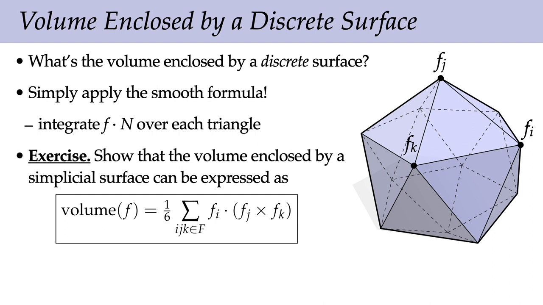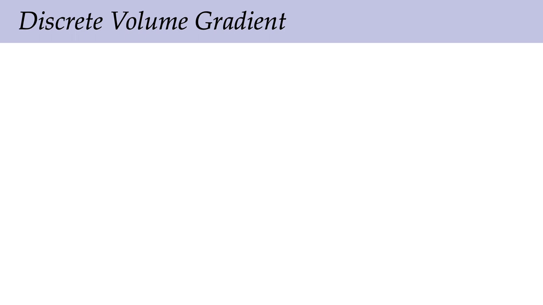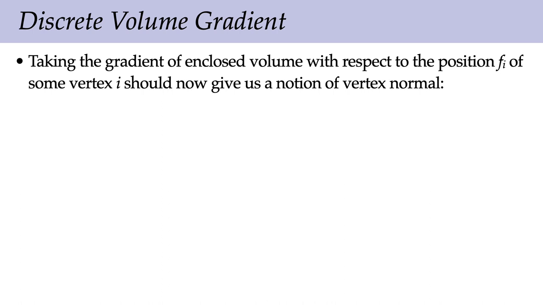Okay, so now let's go ahead and take the gradient of the volume enclosed by our discrete surface. And because the gradient of volume in the smooth setting gives us just the unit normal direction, just the Gauss map, this gives us a good reason to interpret this volume gradient as one definition for a vertex normal.